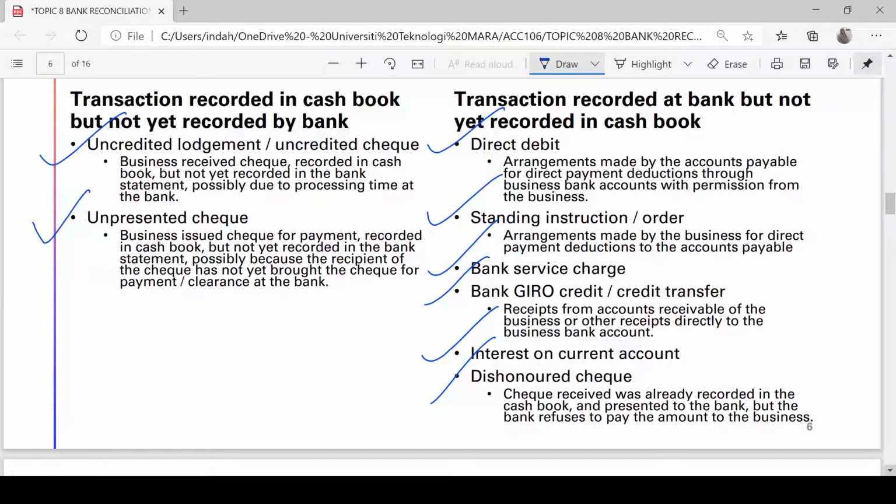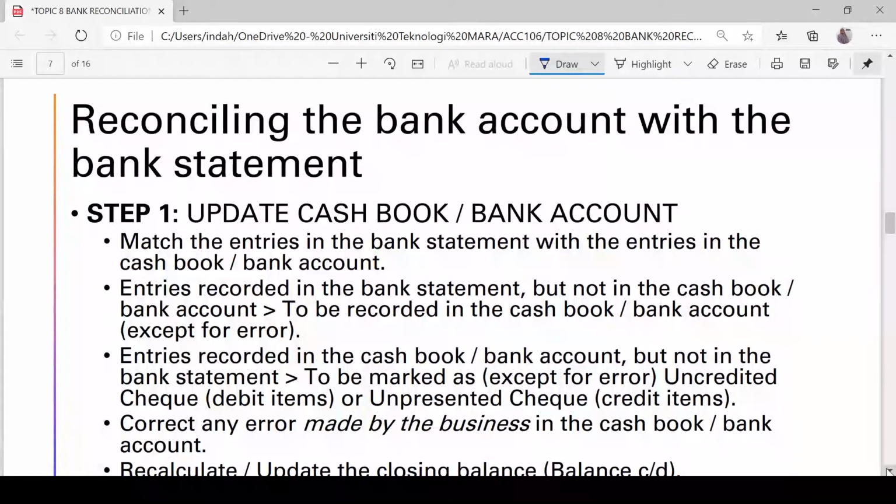So what happens when you receive the bank statement and compare it with your cash book, or your bank account, is that there is a difference between the closing balances. So the next step is to reconcile the bank account with the bank statement. This is why we need to reconcile, because there is a difference. We need to understand the reason behind the difference, why there is a difference between these closing balances.